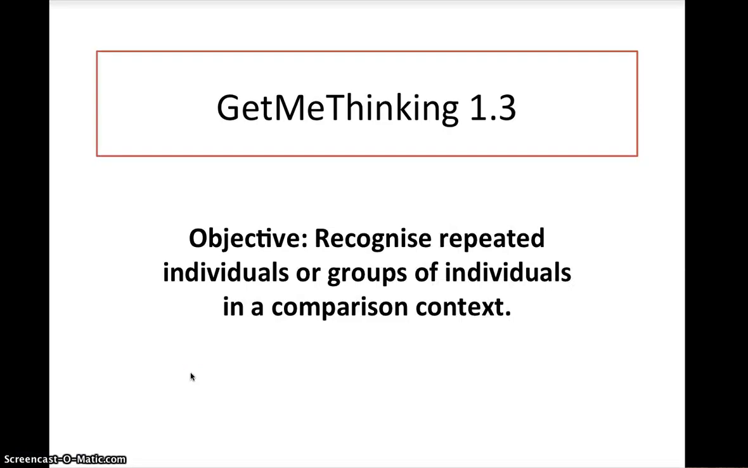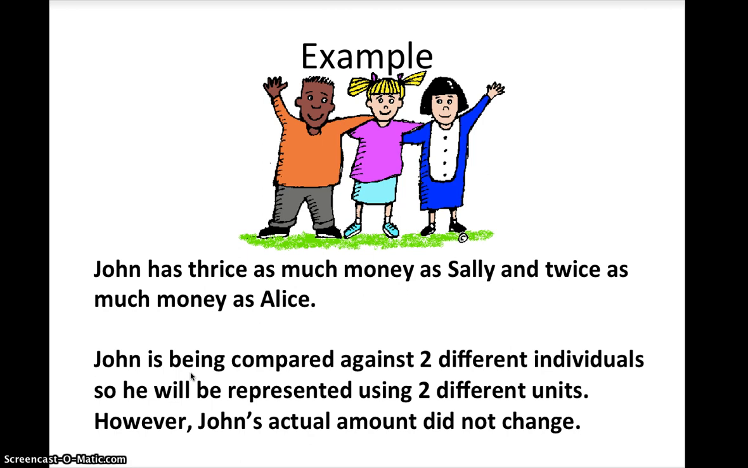Get Me Thinking 1.3. The objective of this lesson is to recognize repeated individuals or groups of individuals in a comparison context. Now, if this sounds confusing, I am basically just talking about repeated identities. So let's move on to an example.